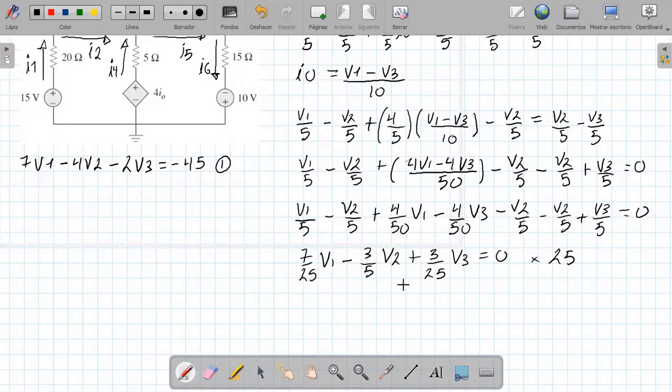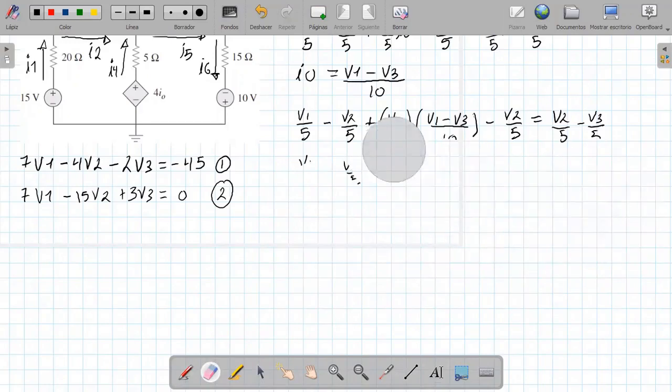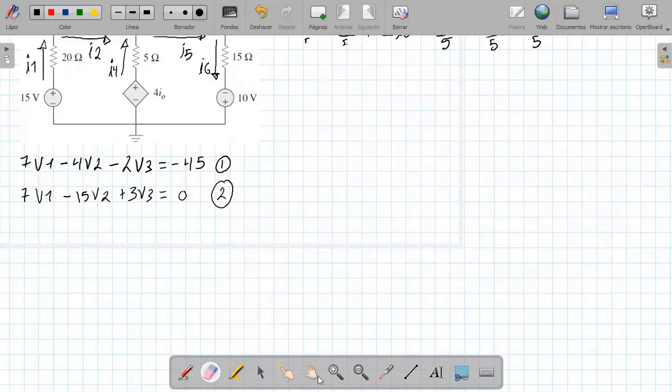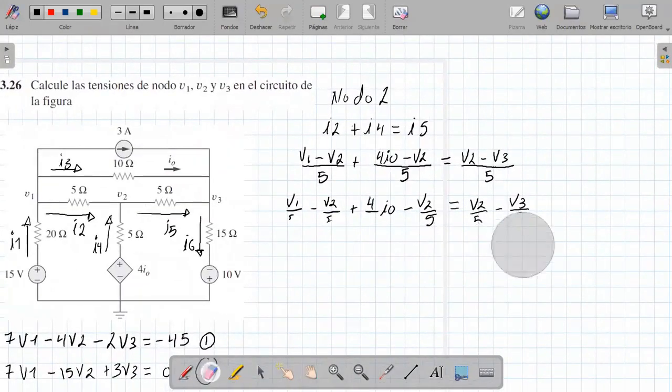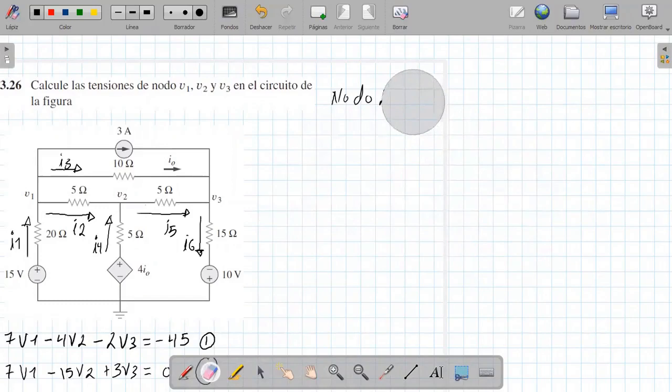If we do, then I multiply it by 25. Here I have 7 V1, this V2, 15 V2, minus 15 V2 plus 3 V3. I already have my second equation. Okay, if you have any questions, you can rewind the video. Check yourselves with the calculator to see that everything is fine.